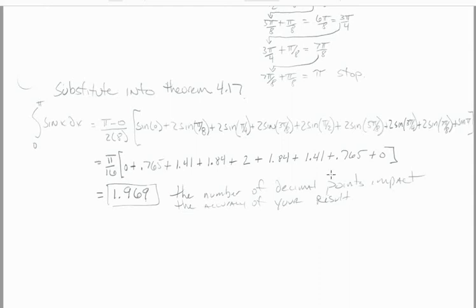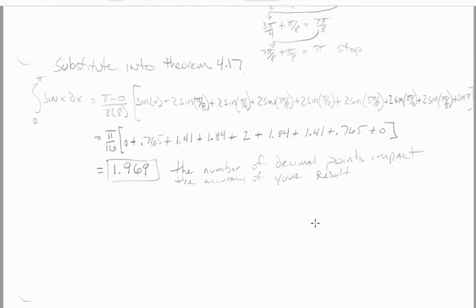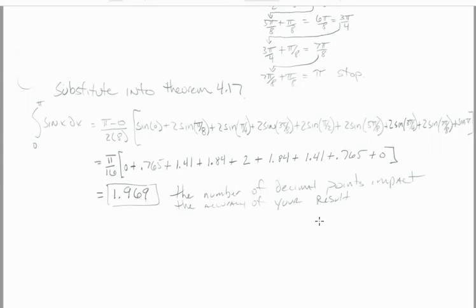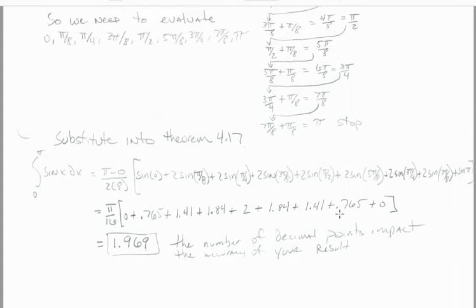Now, the number of decimal places that you use changes the accuracy of the number. Since I've only really used between 2 and 3 decimal places here, my number's not as accurate. If I carried those out to 5 or 6 places, I would have a much more accurate number, because the goal is to compare the two.